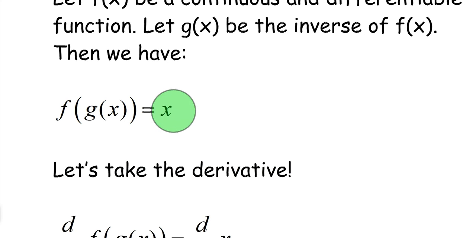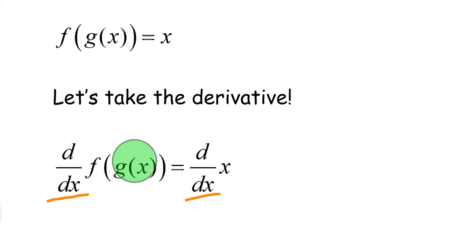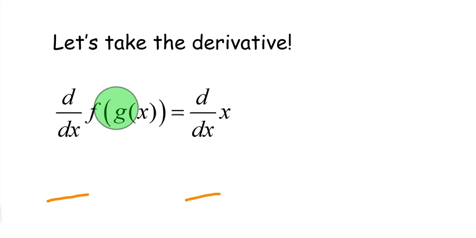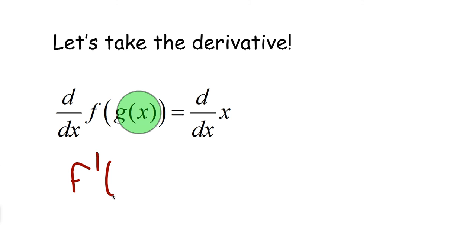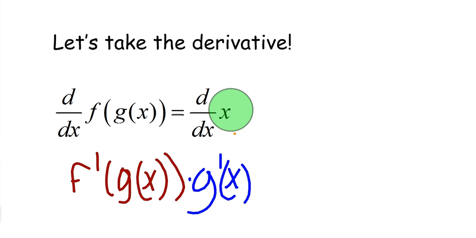We know that f of g of x equals x according to the definition of the inverse. Let's take the derivative, so we take d dx of both sides. And notice we will be using the chain rule here, because we have an outside function and an inside function. The outside function is f, so it'll be f prime of g. Then we have to take the derivative of the inside, which will be g prime. So we'll multiply that by g prime of x. And that's going to be equal to the derivative of x, which hopefully you recalled is just 1.